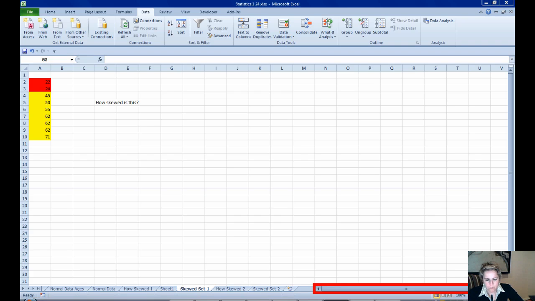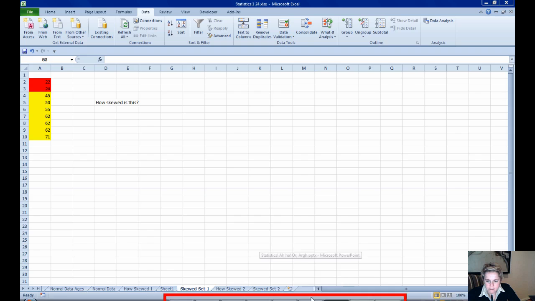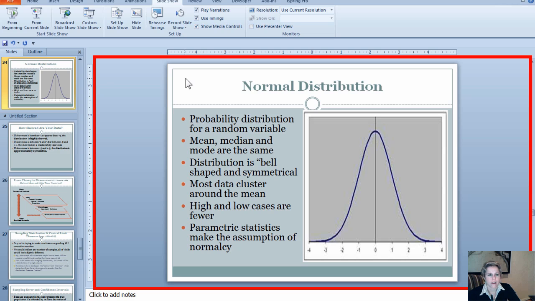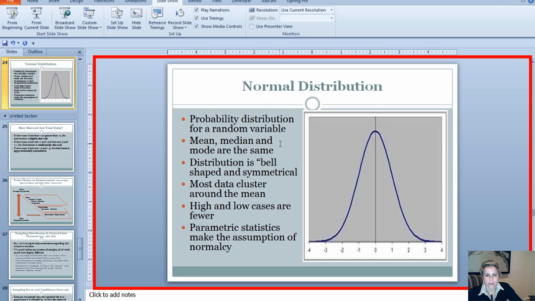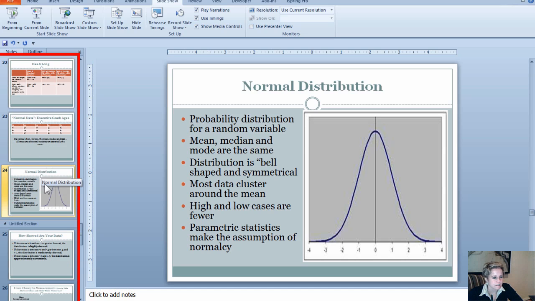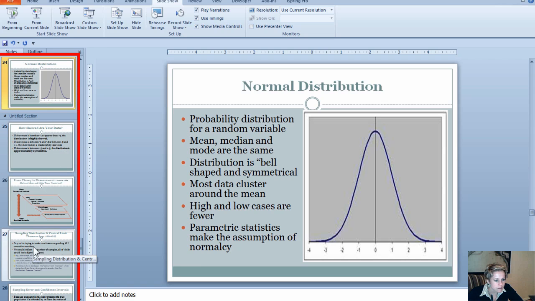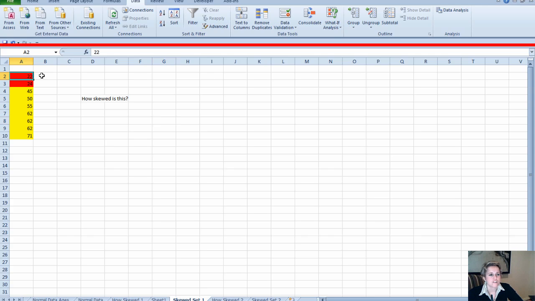Okay, so now we want to get to how skewed our data are. Remember that our earlier data proved to be, quote, normal. That is, bell shaped, symmetrical, with the mean, median, and mode all the same. So this looks like that really nice looking bell curve. Then I presented you with those two extreme cases. And where are we here? We had these two. So how skewed are our data?